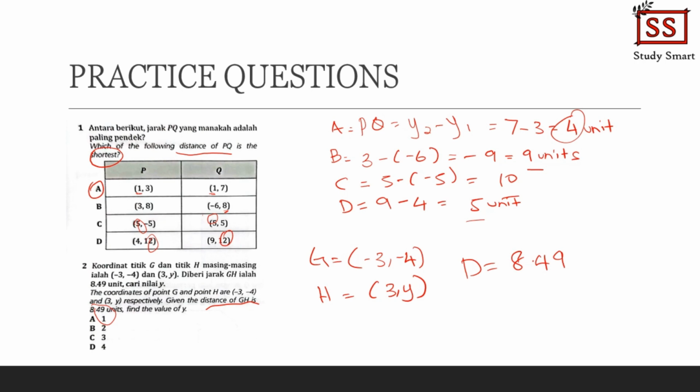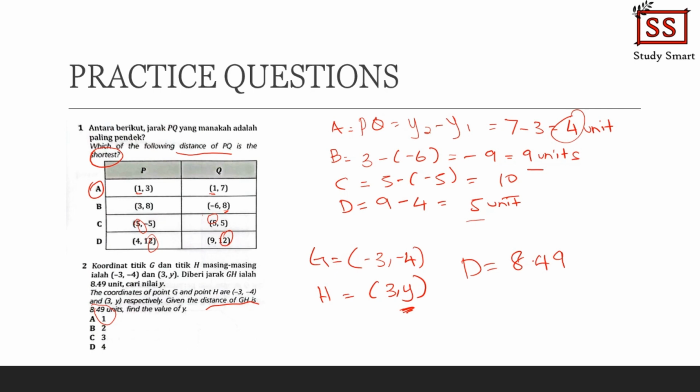This is a bit of a tricky question because they already give the final distance, but they want you to find the y coordinate of point H. So how are we supposed to do it? For this question, we don't know whether G and H have a similar y coordinate or not, because they are asking us to find the y coordinate of H. It can be similar, it can be different.